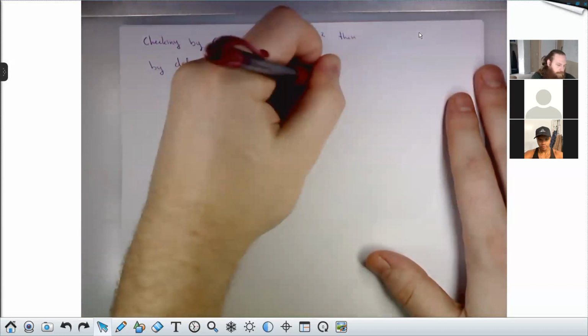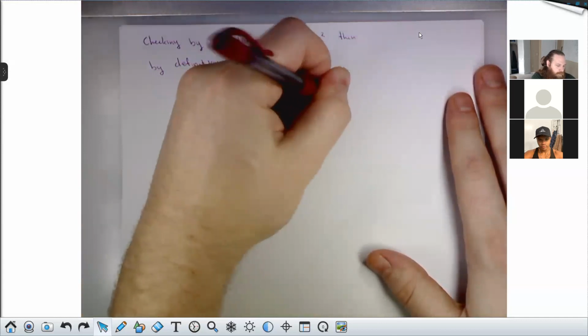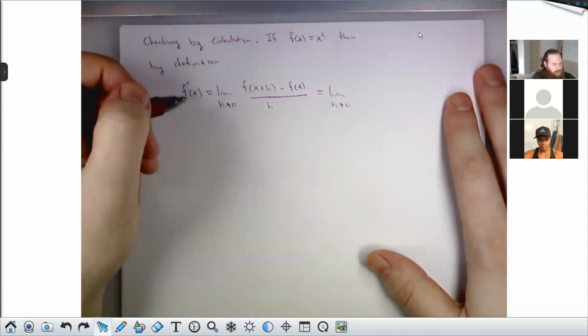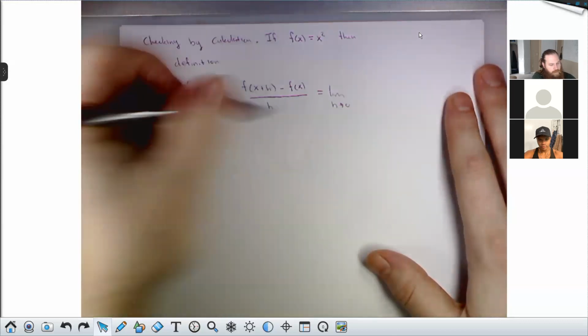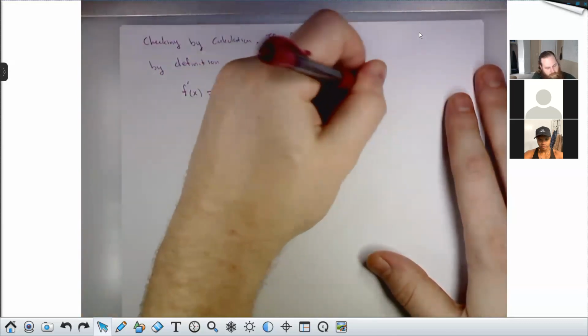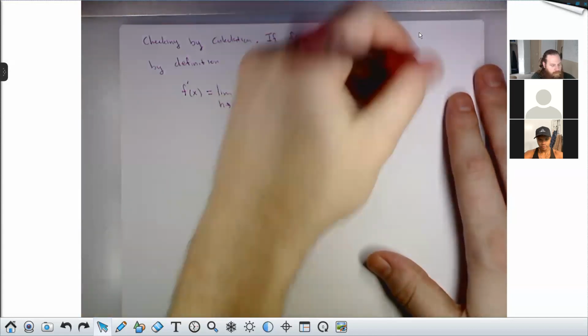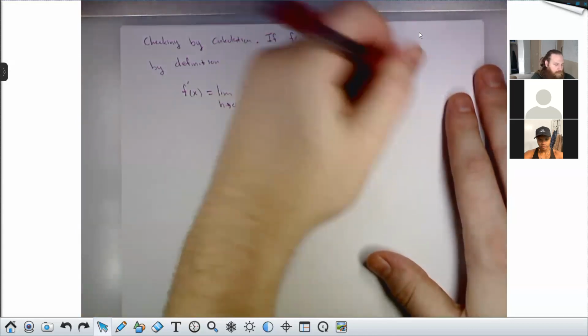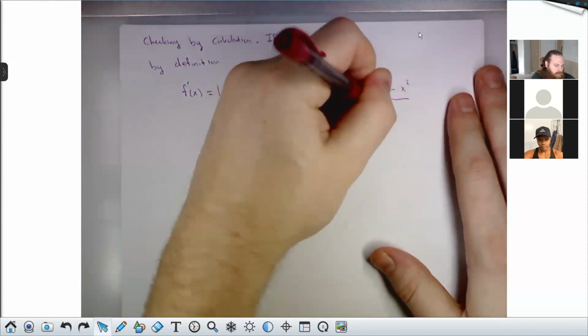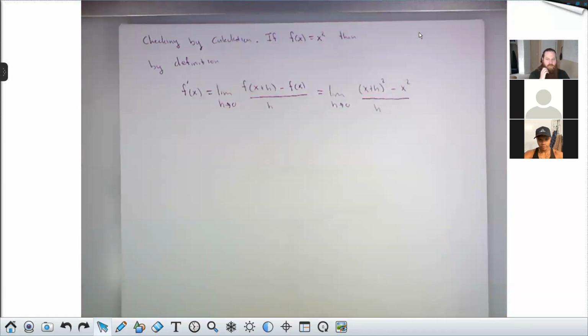I need to put in for my function f what it is. So this is the limit as h goes to 0. If f of x is x squared, then f of x plus h is x plus h squared. f of x is just x squared, and h is just h. So I'm going to try to calculate this limit raw.